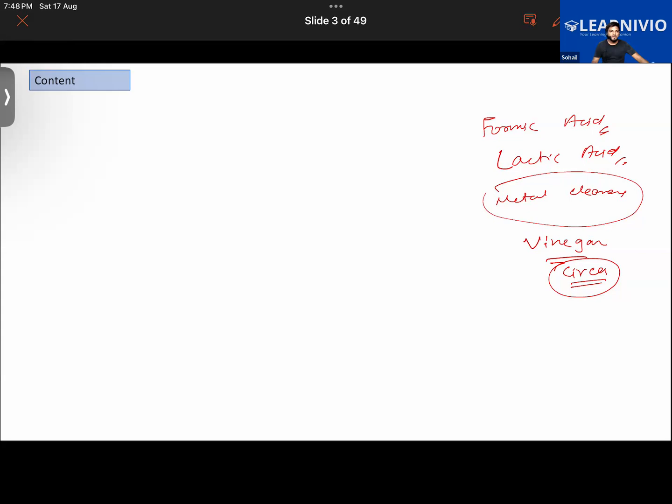But salt also has some kind of acid? No, salt doesn't have any acid. Salt is a neutral substance. What do you mean by neutral substances? A neutral substance is a substance that will neither show any property of an acid nor of a base. It doesn't have a sour or a bitter taste. Neutral substances are those that don't have the property of an acid or a base.